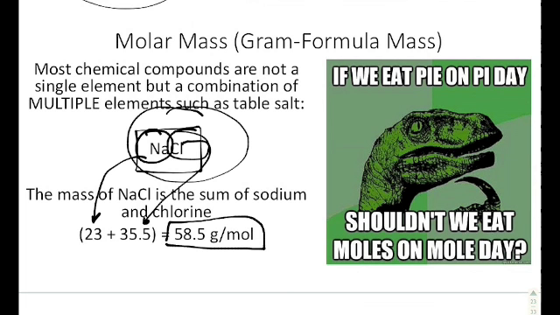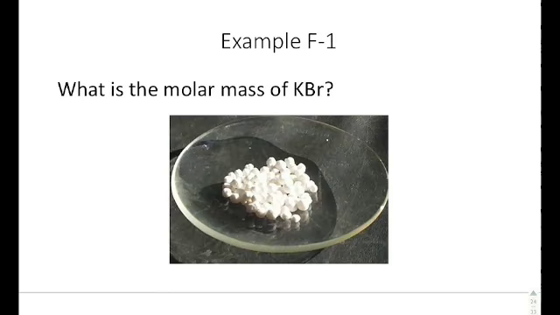Sometimes this is referred to as the molar mass. Sometimes it's referred to as the gram formula mass. There's lots of names for this particular idea, but it's the idea that you have conservation of mass. So you can't take two things that are separate, add them together, and have them be a different mass than they were individually. So let's look at a couple of examples of this.